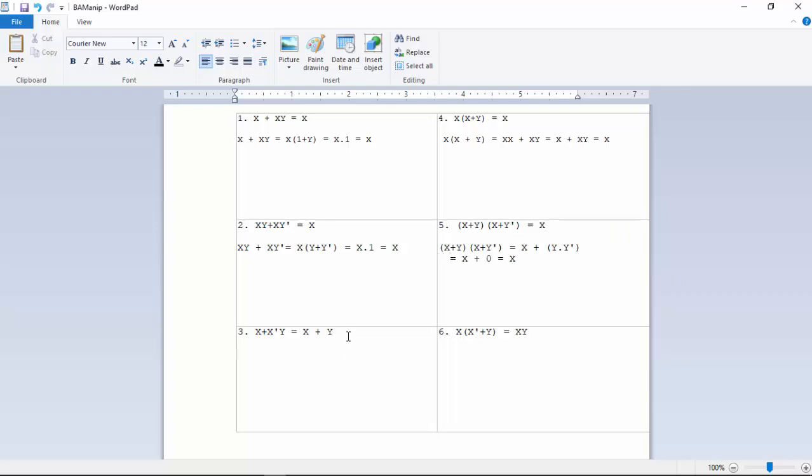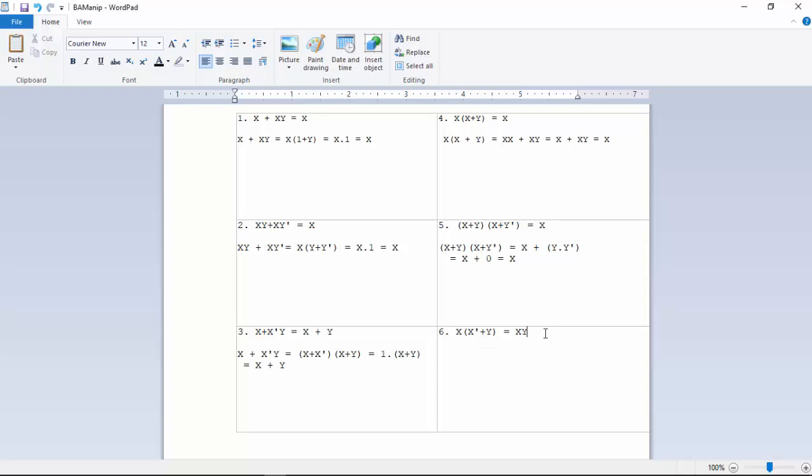and this one is x or x bar y is, you are distributing x or this OR operation over and, this is x or x bar is 1 or x plus y equals x plus y.